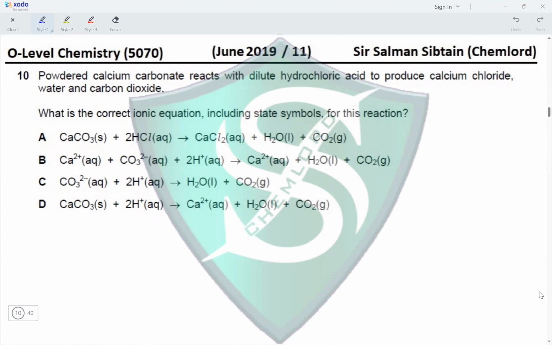But they have asked us in the question to give the ionic equation. This is the complete equation for the reaction. It is not an ionic equation. That is why this will not be our option.